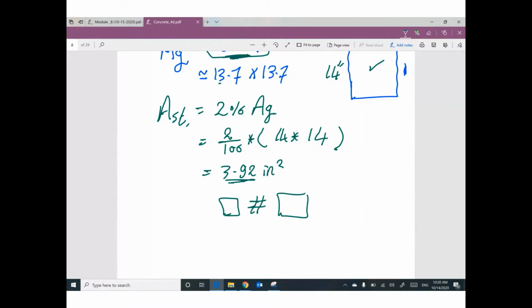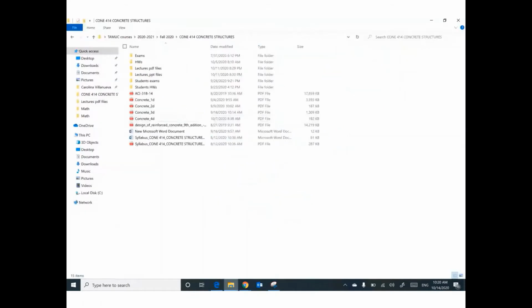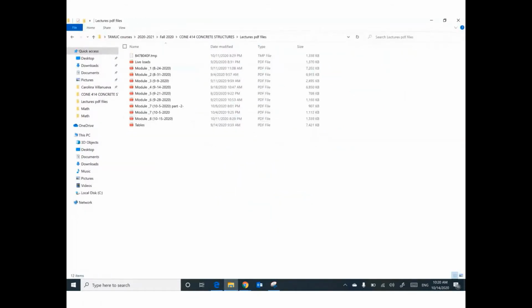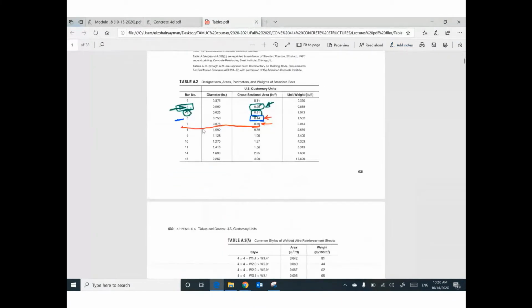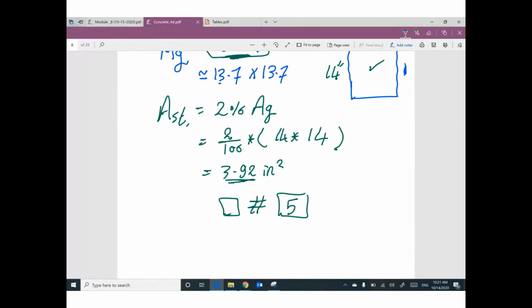Okay, what do you think? Let's assume number 5. 5 is good. Open your table. Number 5, the area is 0.31. So divide this area of steel by 0.31. I need 12.